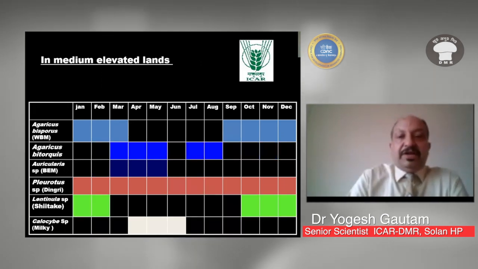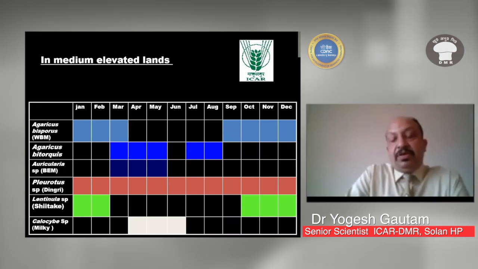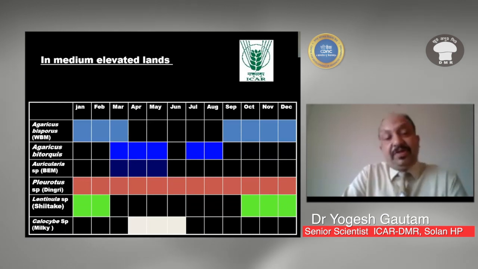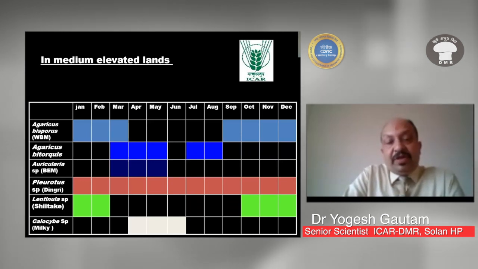Now we come to the elevated lands. This is the area where this center is placed, at Solan. Here the button mushroom can be grown from September to March in seasonal conditions. We are talking about seasonal conditions. Agaricus bitorquis can be grown in summer, from March to May, and from July to August. The Auricularia from March to May.